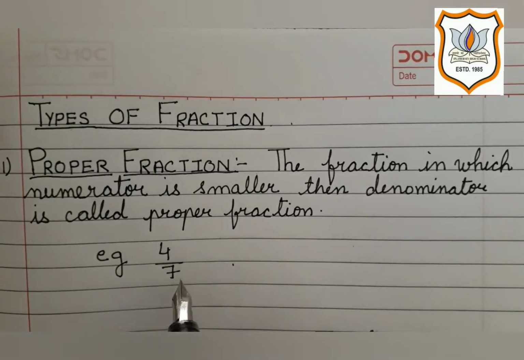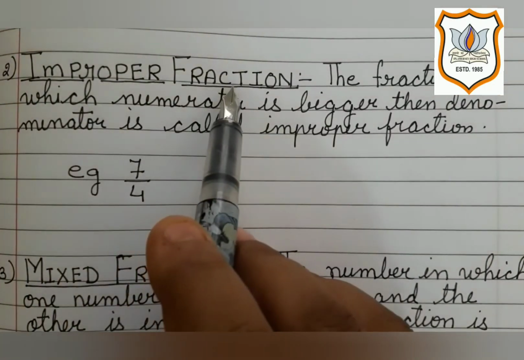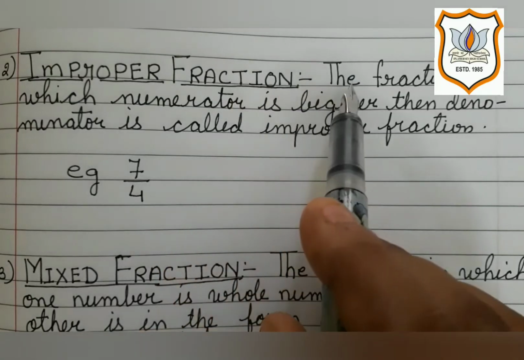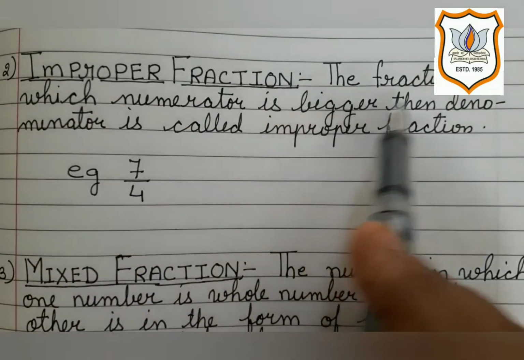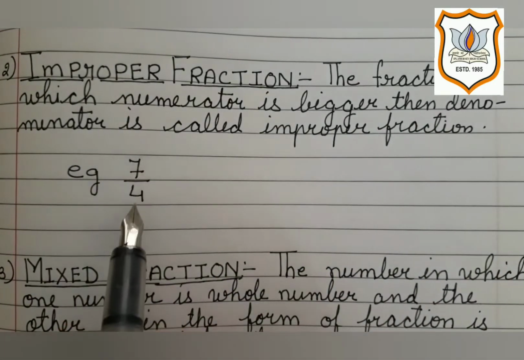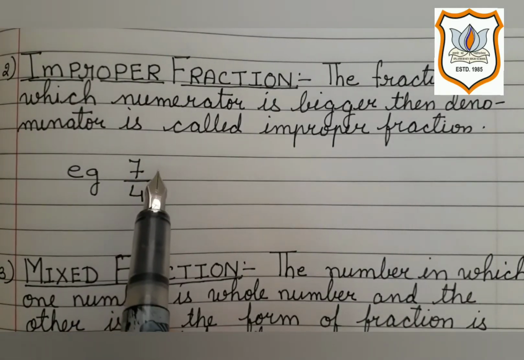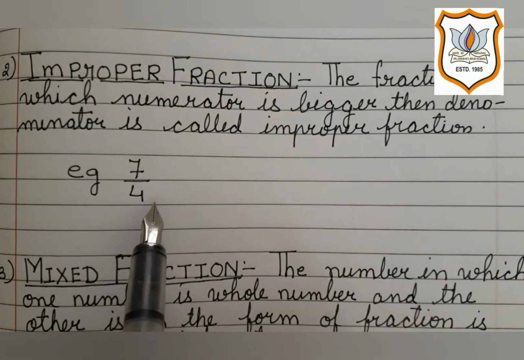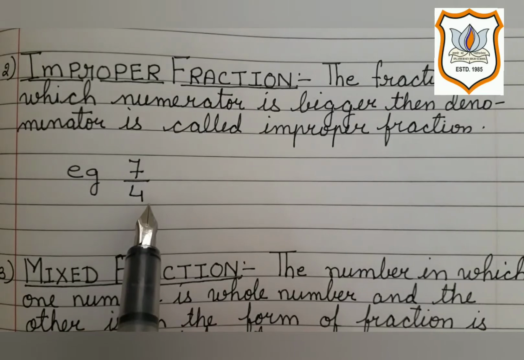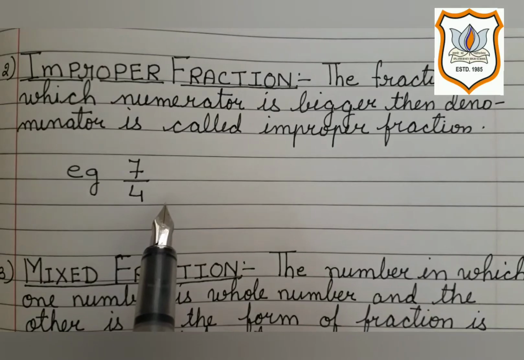Students, you can recognize denominator by the word down. Down starts with D and denominator also starts with D. Our second type of fraction is improper fraction. What is improper fraction? The fraction in which numerator is bigger than denominator is called improper fraction. Example, 7 upon 4. Here 7 is numerator and 4 is denominator. So we can say that numerator is bigger than denominator because 7 is bigger than 4. So in improper fraction, numerator is bigger than denominator.